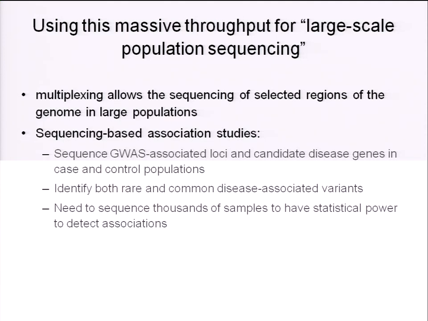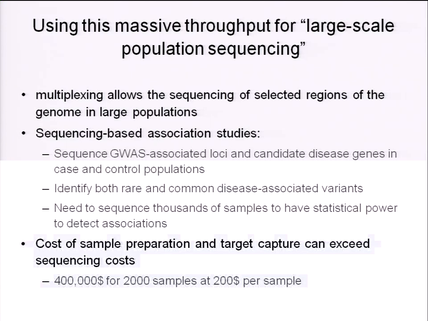association studies, where sequence data are used like genome-wide association studies, for disease genes, to identify rare and common variants of that type. So in order to do this, we need to sequence enough samples to have enough statistical power to detect them, and the limiting factor is the cost of capture, which can be small and even exceed the sequencing cost.